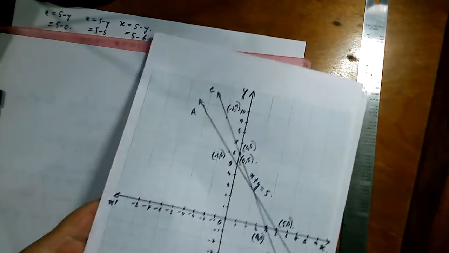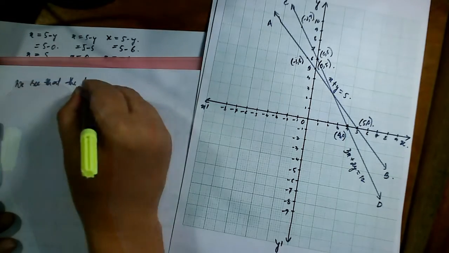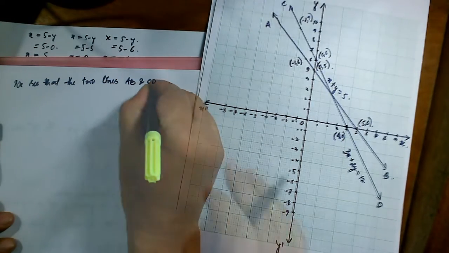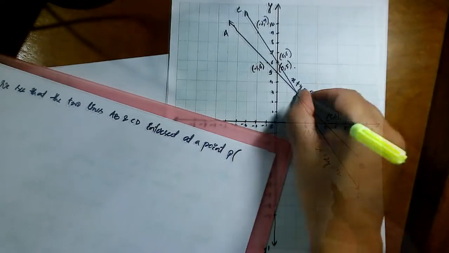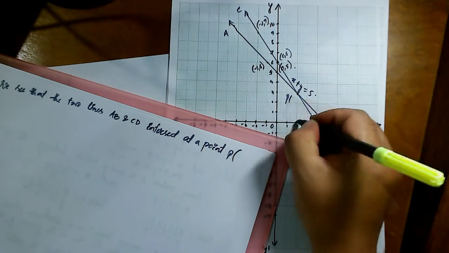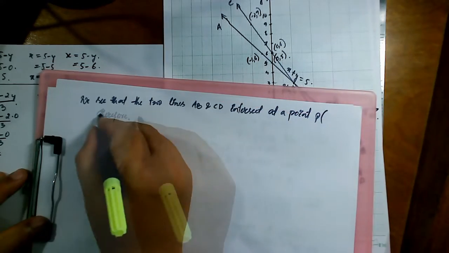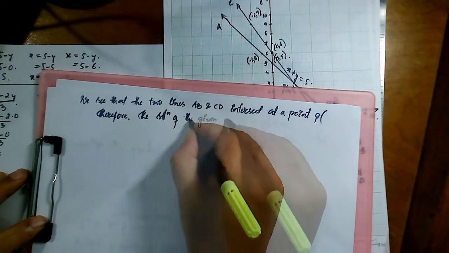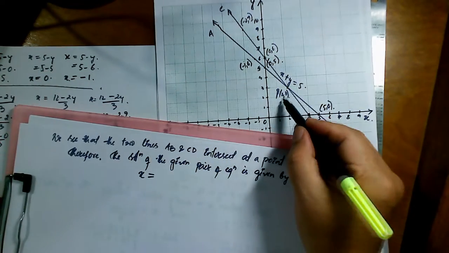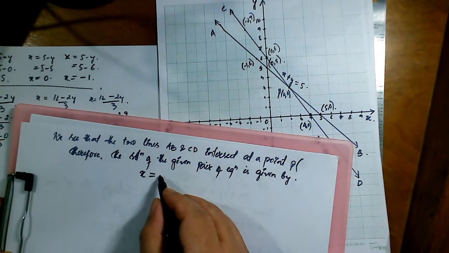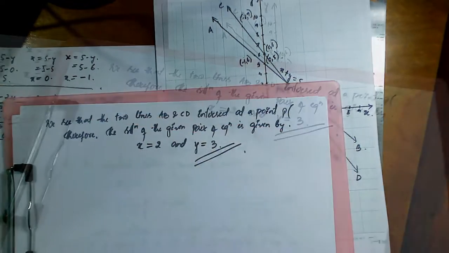As we can see in the graph, in the Cartesian plane, the two lines AB and CD intersect at a point. Say the intersection point will be around here. This is P, and the coordinates are 2 and 3. Therefore, the solution of the given pair of equations is x equal to 2 and y equal to 3.